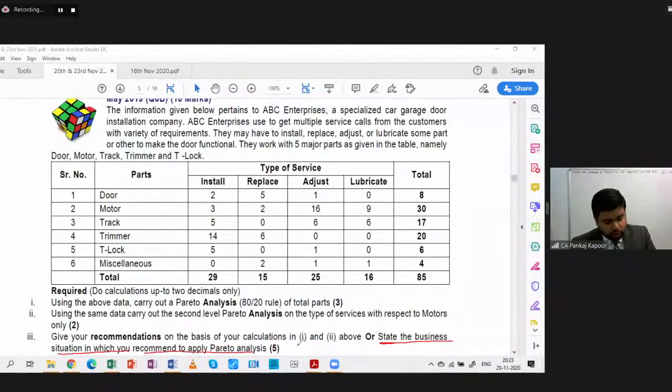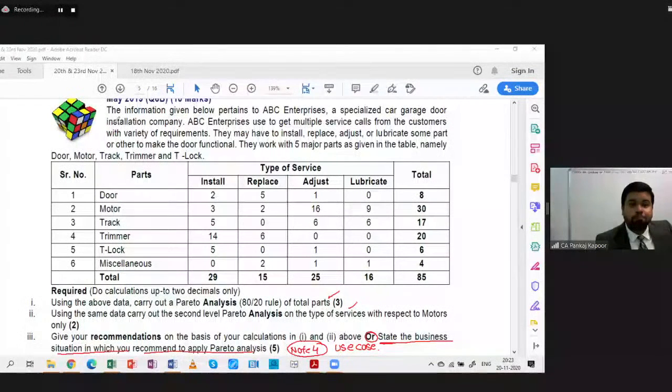Friends, in note number 4 of our study notes, we already covered the various use cases of the Pareto. So we need not discuss this point again. But we are supposed to discuss this particular question. Let's quickly read the question along with me. This was asked as a choice: either you can analyze your findings based upon the first two steps, or you can state these uses. Please read the question along with me and try to solve along with me.